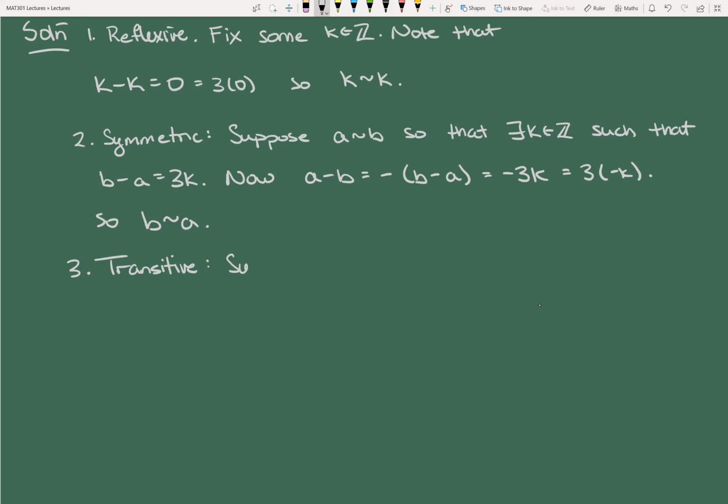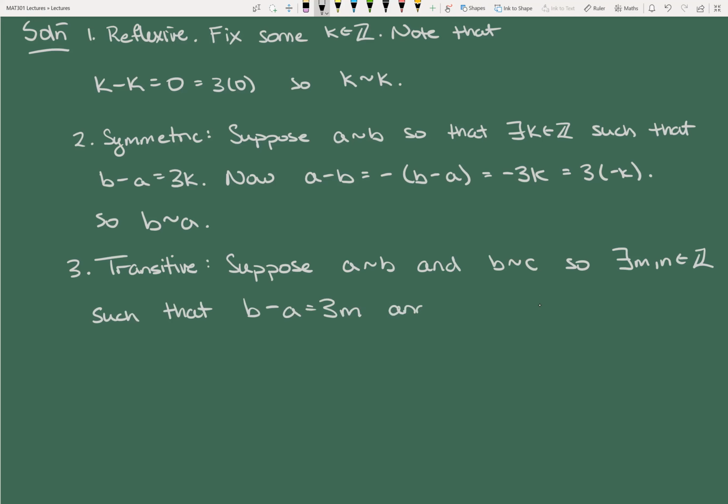So in this case, we're going to suppose A is similar to B and B is similar to C. So there exist, let me call them M and N this time, M and N such that B minus A is 3M and C minus B is 3N, okay?